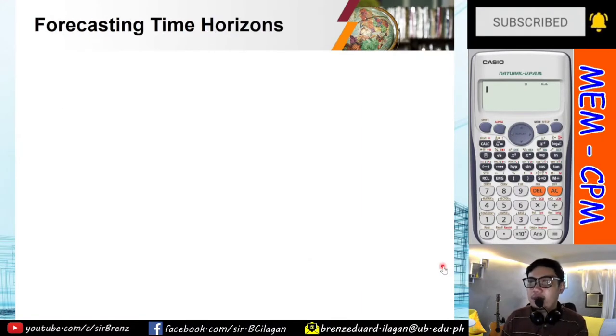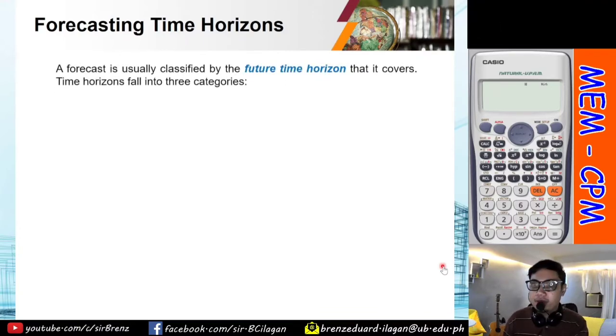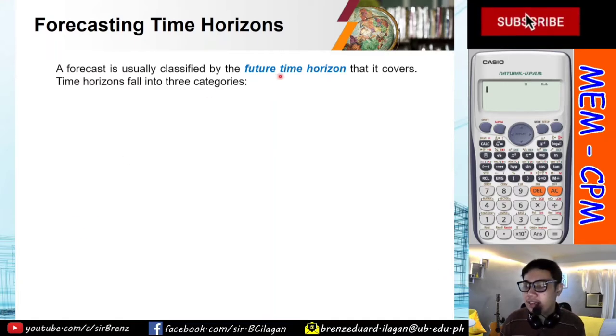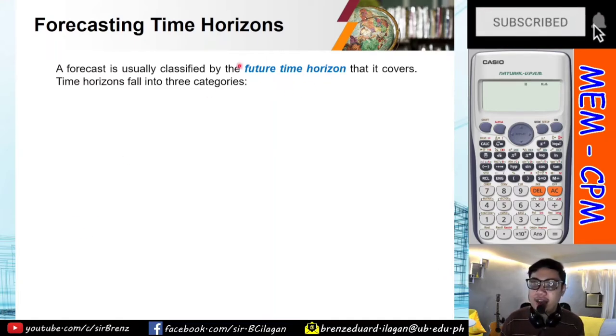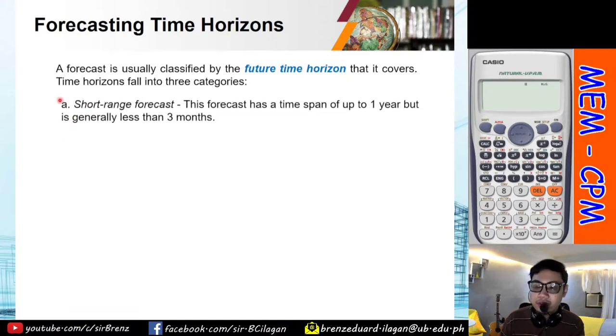Next, we will discuss what we call the forecasting time horizons. A forecast is usually classified by the future time horizon. It is always future, that's why it's a forecast. The time horizon falls into 3 categories. The first one is the short-range forecast.